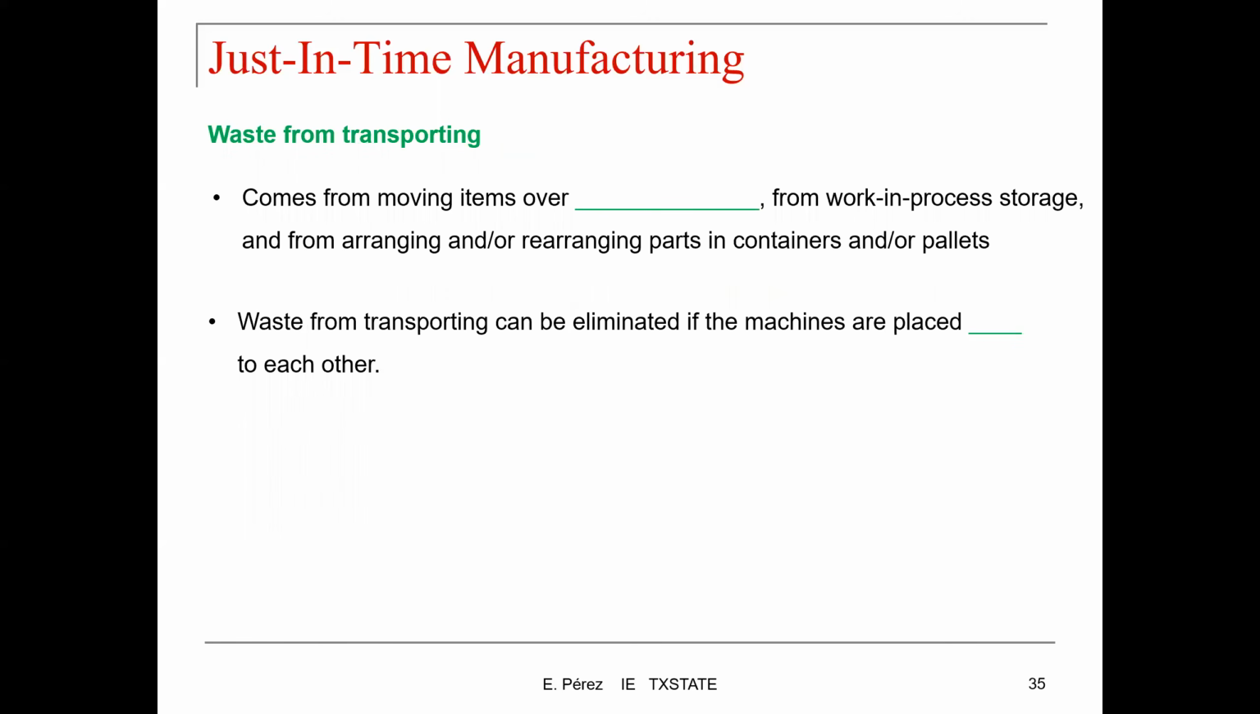Waste from transporting comes from moving items over long distances, from work in process storage, and from arranging and rearranging parts in containers and/or pallets. Waste from transporting can be eliminated if the machines are placed close to each other, which is something that we also discussed in a previous lecture.